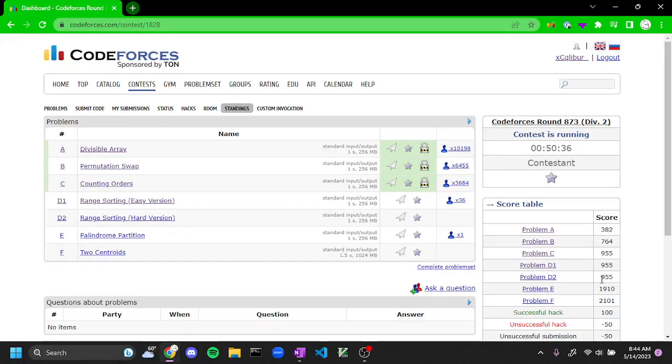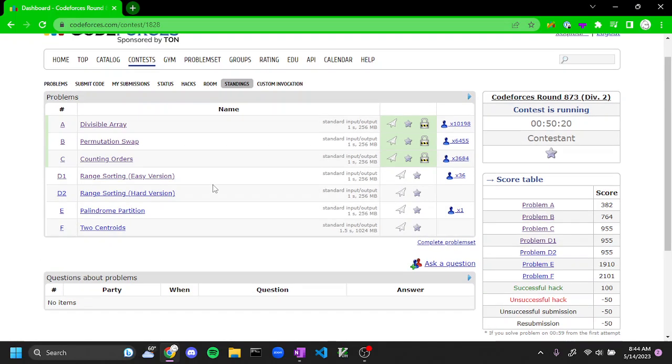Hi everyone, today I'll be going over Codeforces Round 873 Div 2. There's still a little less than an hour left in the contest, but since only about 36 people solved D, I'm just going to go over A through C, because I don't think I could solve D.